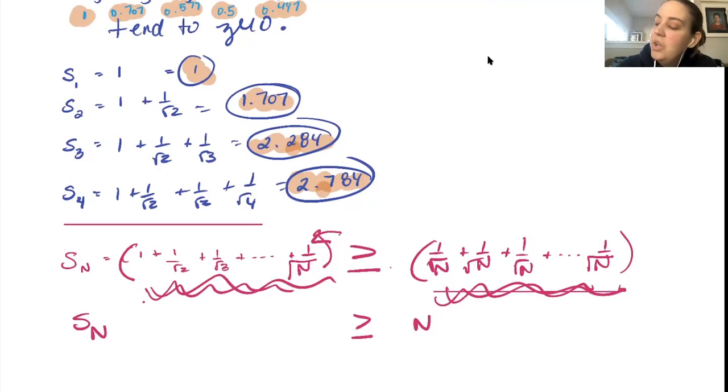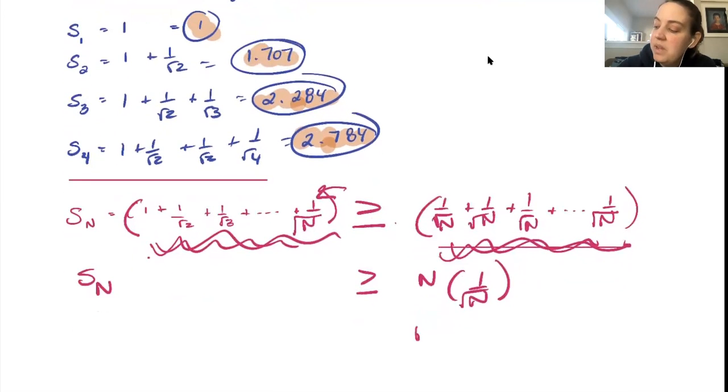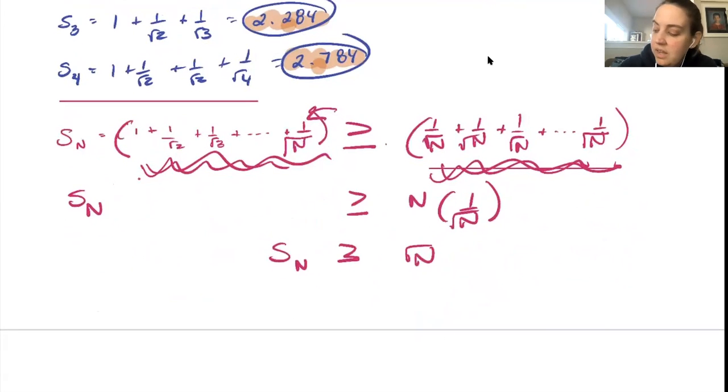Now I've got it. So if I add all those up, I have n number of terms, so it's n times 1 over the square root of n. And if you simplify that, this becomes the square root of n. So my sum of n number of terms has to be greater than or equal to the square root of n. What does that have to do with anything?